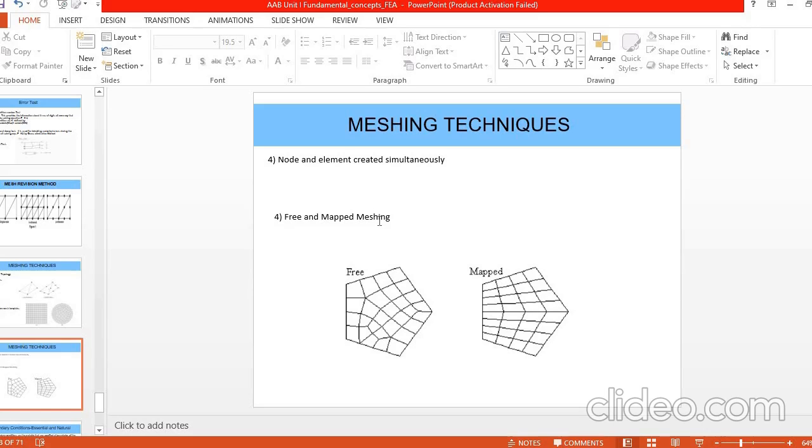So if you see, the outer surface of your objects here is the same, but in free meshing some mesh is applied, but it is irregular. But in mapped meshing it is linear. Okay, so this is the difference between free and mapped.